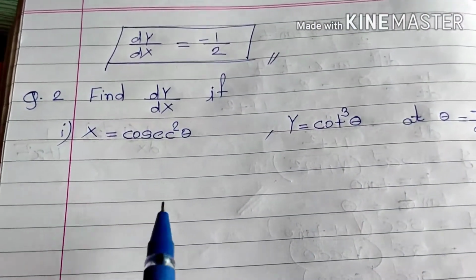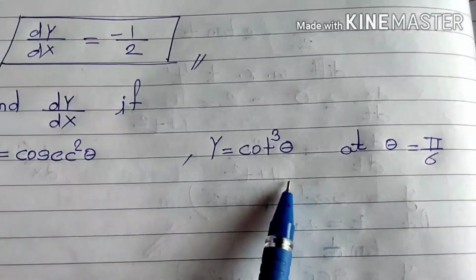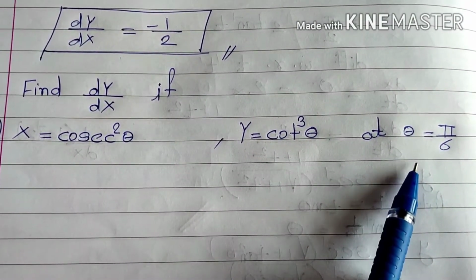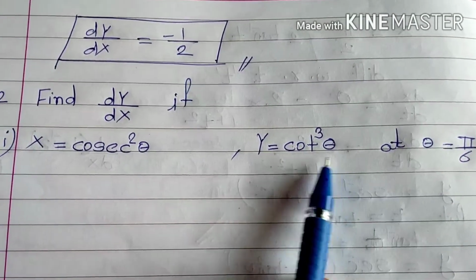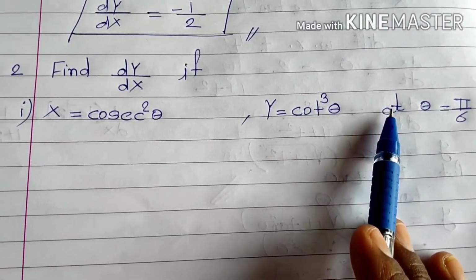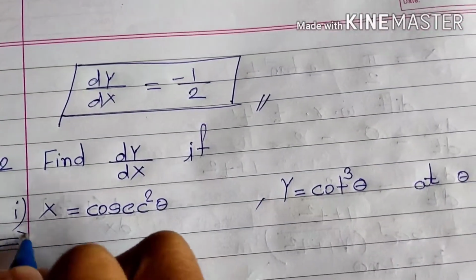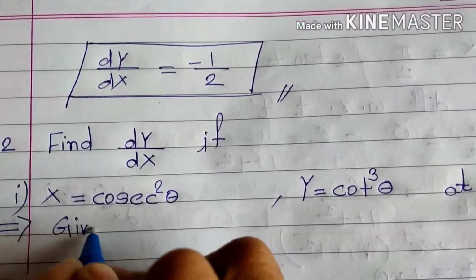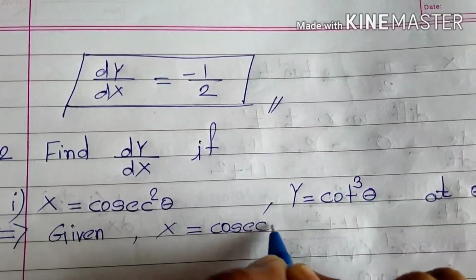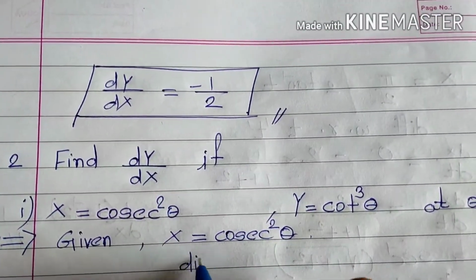Now the next example is: find dy by dx if x is equal to cosec square theta, y is equal to cot cube theta, at theta is equal to pi by 6. It is the value of the parameter, which is pi by 6. After putting this value, you get your final answer. So solve it. Given x is equal to cosec square theta. Now here theta is the parameter, so differentiate with respect to theta.